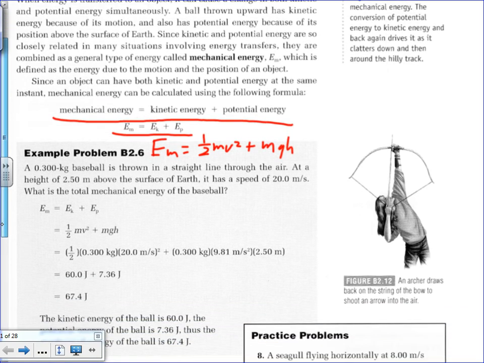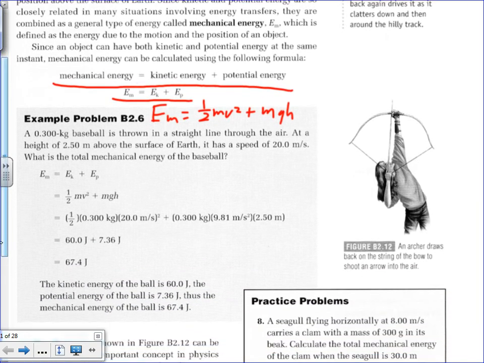All right, now, first example problem here. We got a 300-kilogram baseball, and it's thrown in a straight line through the air. Okay? At a height of 2.50 meters above the surface of the Earth, it has a speed of 20 meters per second. Does this baseball have mechanical energy?